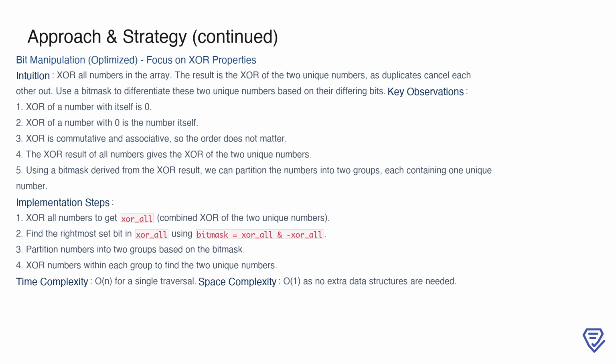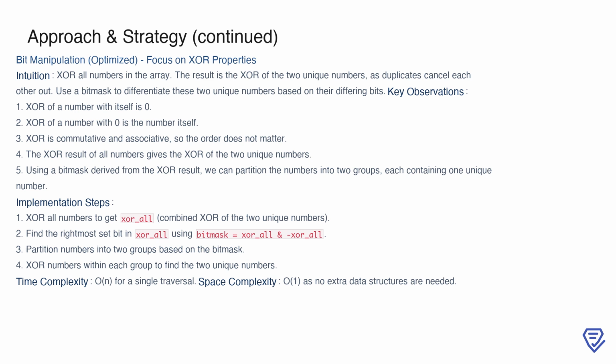First, we compute the XOR of all the numbers in the array, which we call XOR_all. This value represents the combined XOR of the two unique numbers. Next, we identify the rightmost set bit in XOR_all using the formula bitmask equals XOR_all AND negative XOR_all. This step is crucial because the set bit indicates a difference between the two unique numbers. Using this bit mask, we partition the numbers in the array into two groups, one where the bit is set and one where it is not.